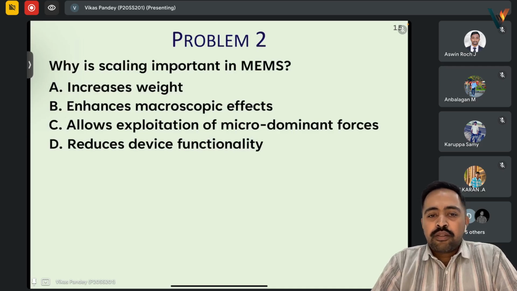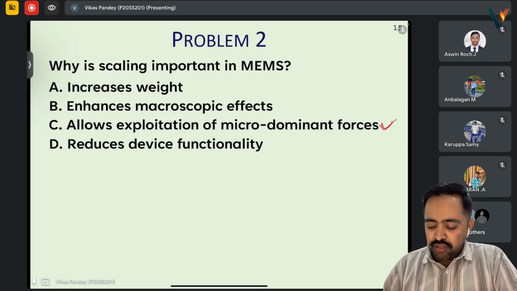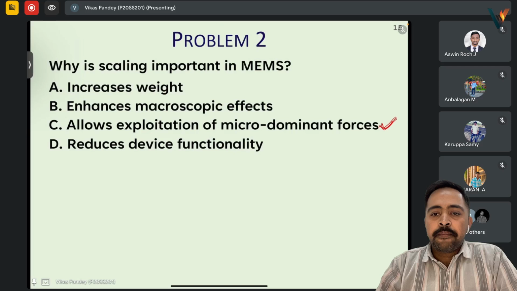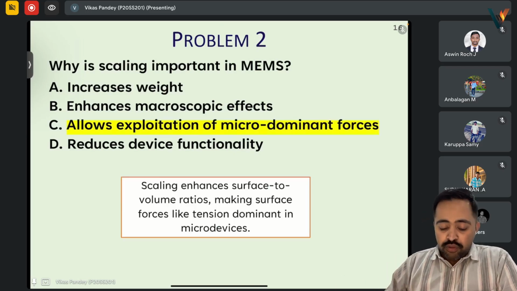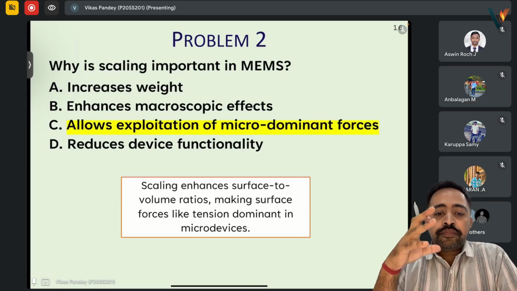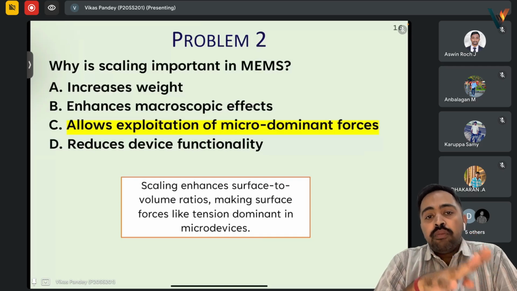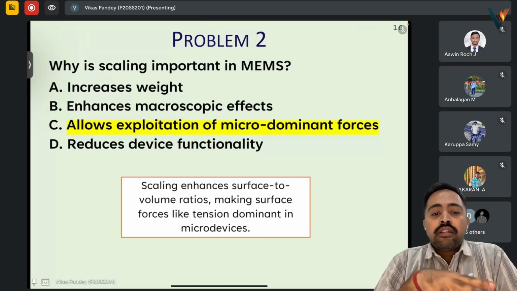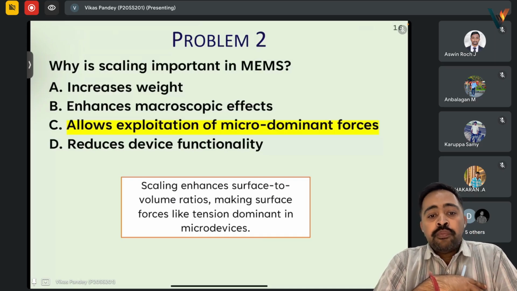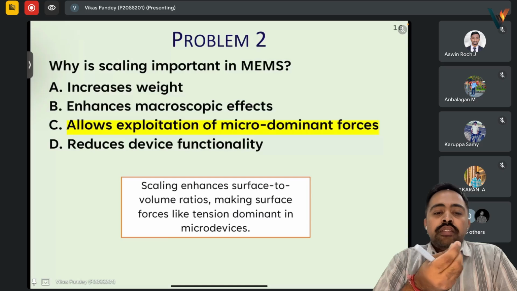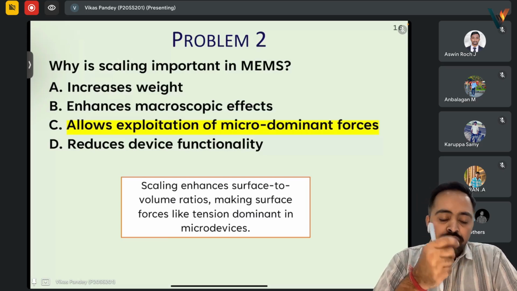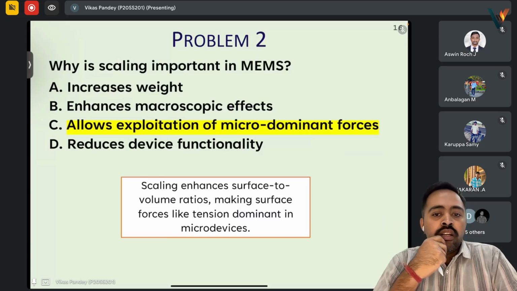Yes. Good. This one is good. Any other answers? Okay. So very correct, that we are able to exploit microdominant forces like higher surface to volume ratio, which in turn leads to higher surface tension, adhesion, and these factors.